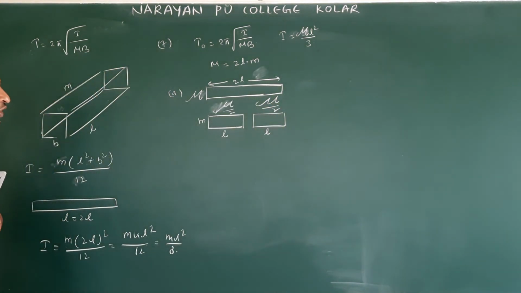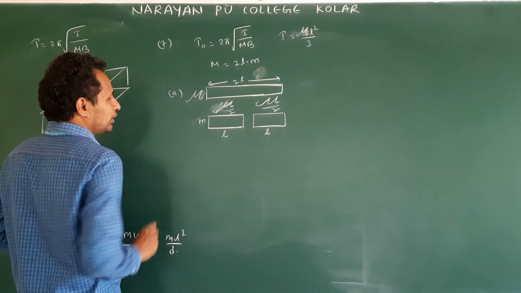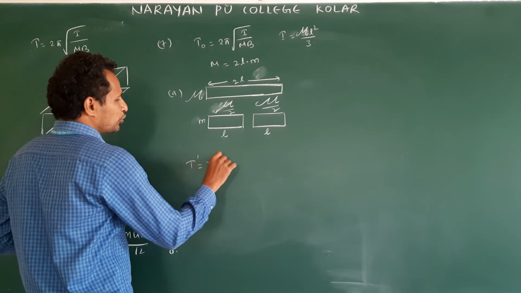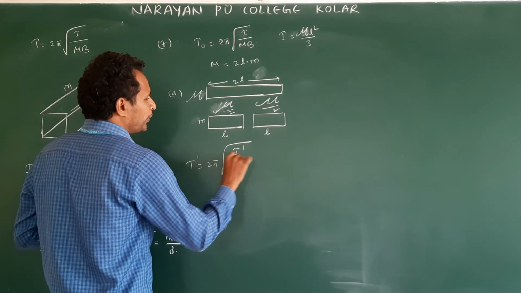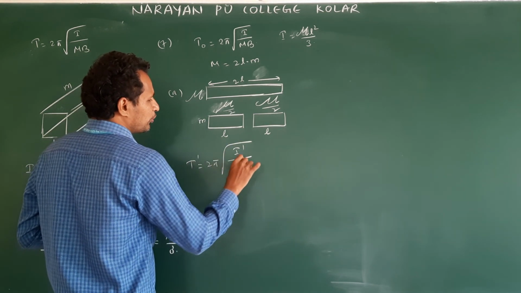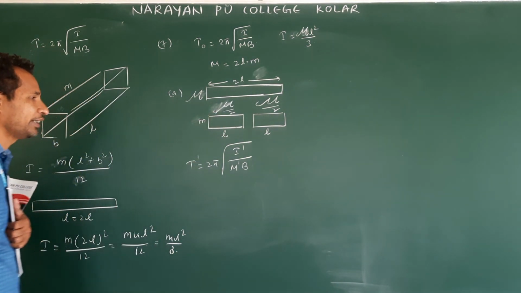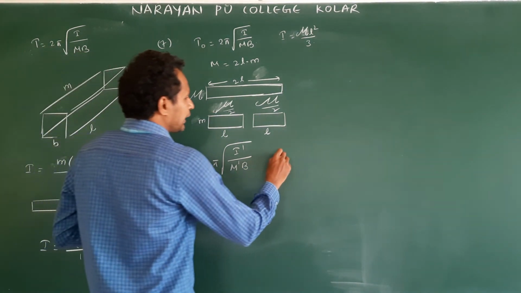Okay, pole strength remains same. Now what do we calculate? Now new time period, how do we write? T dash is equal to 2 pi into under root of new moment of inertia by new magnetic moment into field, field remains same. I am calculating each piece's time period. So how do we calculate I dash?